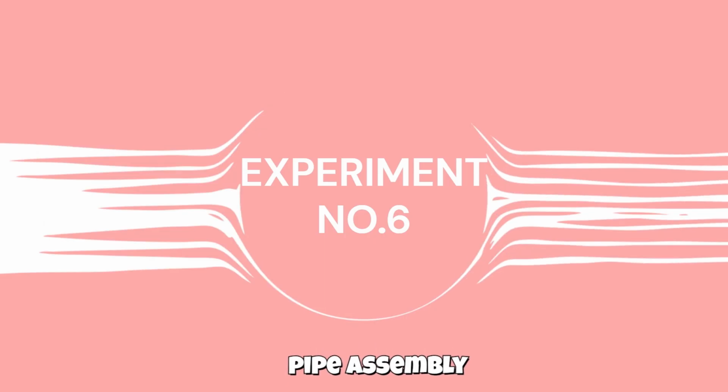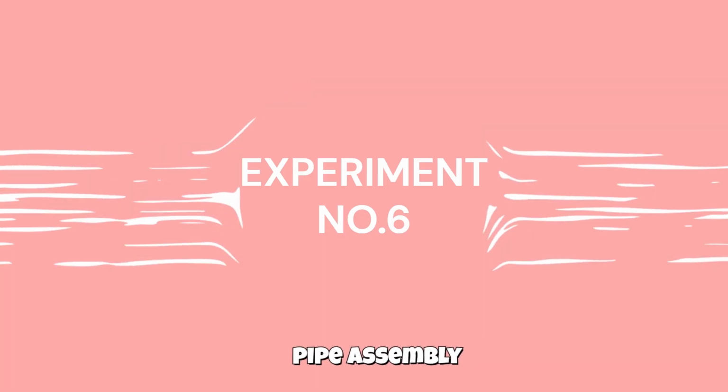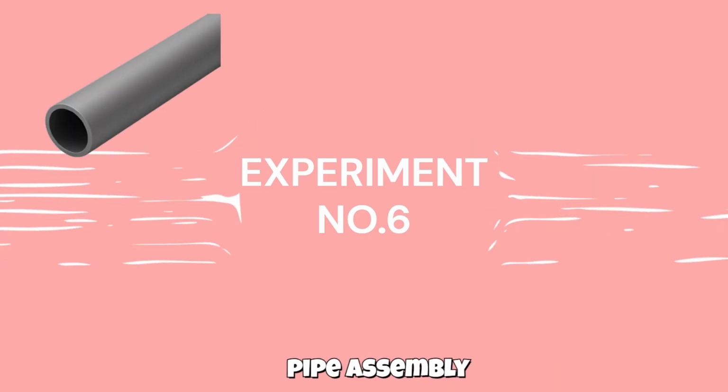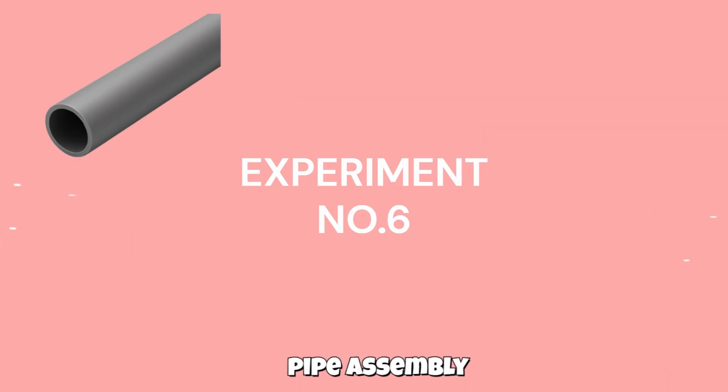Good day everyone, welcome to our laboratory experiment number 6, titled Pipe Assembly. In this experiment we aim to, first, determine the pressure loss due to friction in a smooth pipe with an internal diameter of 6.5 millimeters. Second, determine the friction coefficient in a smooth pipe with an internal diameter of 6.5 millimeters.